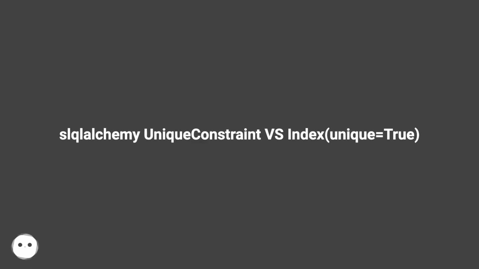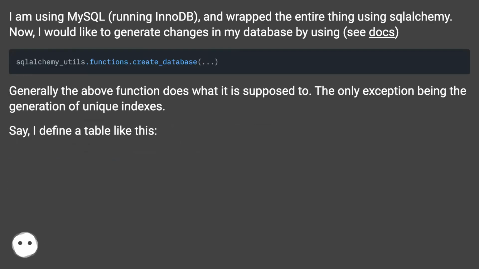SQLAlchemy unique constraint versus index, unique equals true. I am using MySQL, running InnoDB, and map the entire thing using SQLAlchemy. Now, I would like to generate changes in my database by using Alembic.